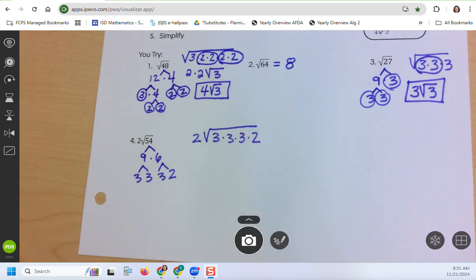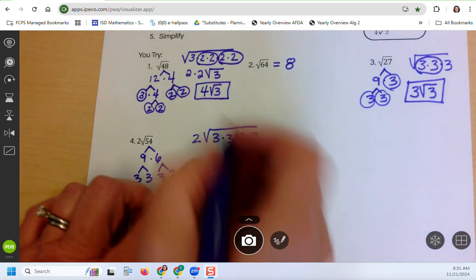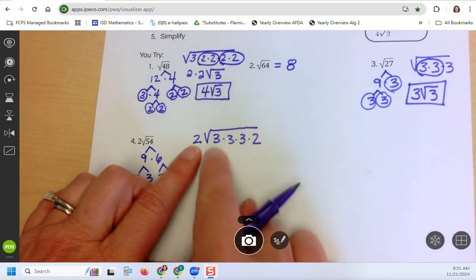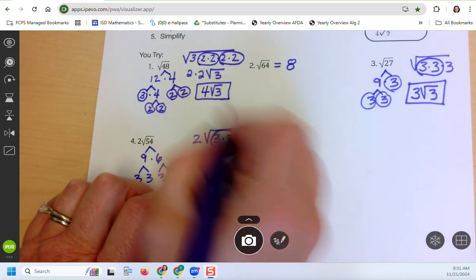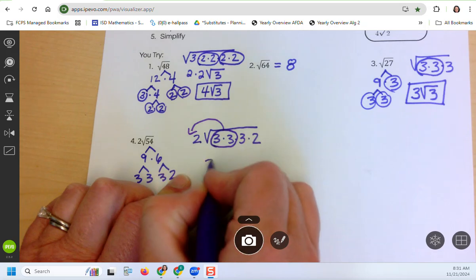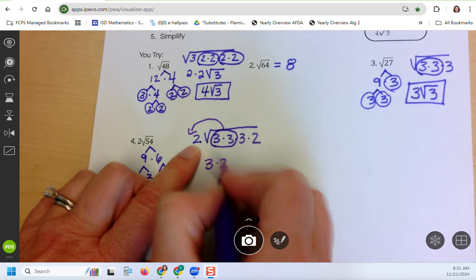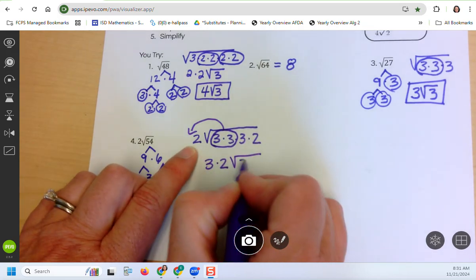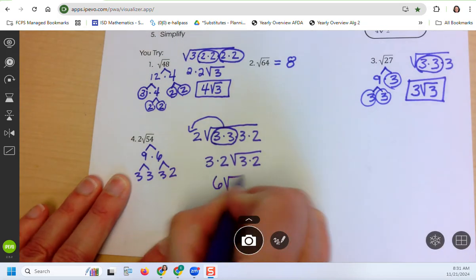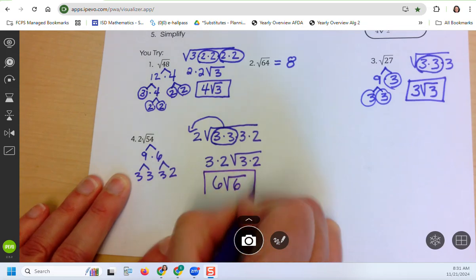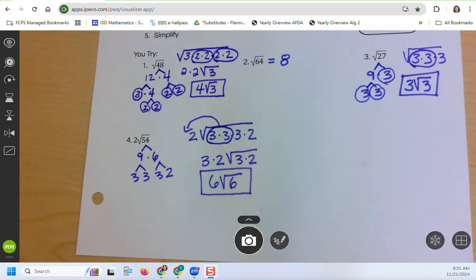Okay. So, looking for pairs, they have to be under the radical, so those 2 don't count. But I do have 2 3s that can pair up. Square root of 3 times 3 is 3, and that's going to come out. So that gets me 3 times 2 on the outside. That one comes down. And then the square root of 3 times 2. And so both of those will make a 6, so it'll be 6 root 6. Okay. Make sure your notes are complete, and then you can turn the page.